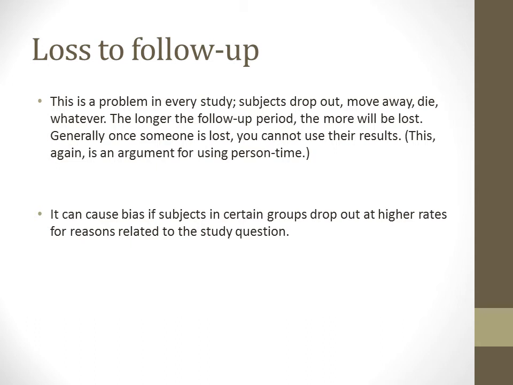But it causes bias if subjects in certain groups drop out at higher rates for reasons related to the study question. The classic example is smoking cessation studies. If you do a study where you have a bunch of smokers, and some of them get a smoking cessation intervention and some of them don't, and some people stop smoking, people will drop out of the study at the 6-month and 12-month follow-up in higher numbers if they went back to smoking in the interim and they feel kind of bad about it.